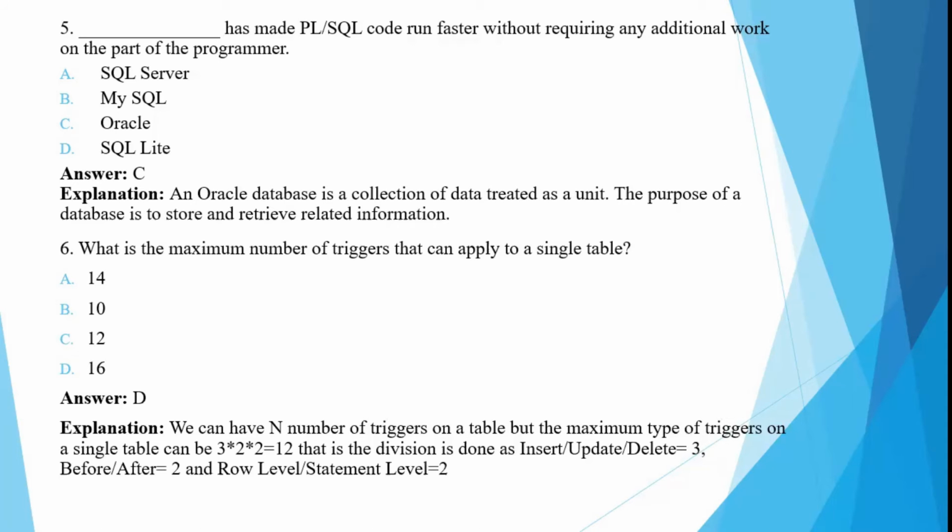We can have n number of triggers on a table, but the maximum types of trigger on a single table can be 3 into 2 into 2, that will be 12. The division is: insert or update or delete, that will be 3; before or after, that will be 2; and row level or statement level, that will be 2.